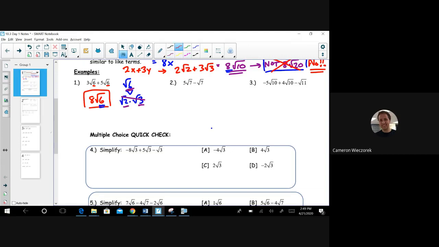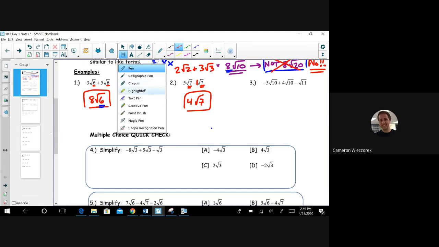Same thing with number 2, except we have subtraction. It works the same way. I have 5 rad 7 minus rad 7. I'm just going to put that ninja 1 in there to remind us to subtract 1. Same rad 7. 5 rad 7, take away 1 rad 7 would be 4 rad 7.